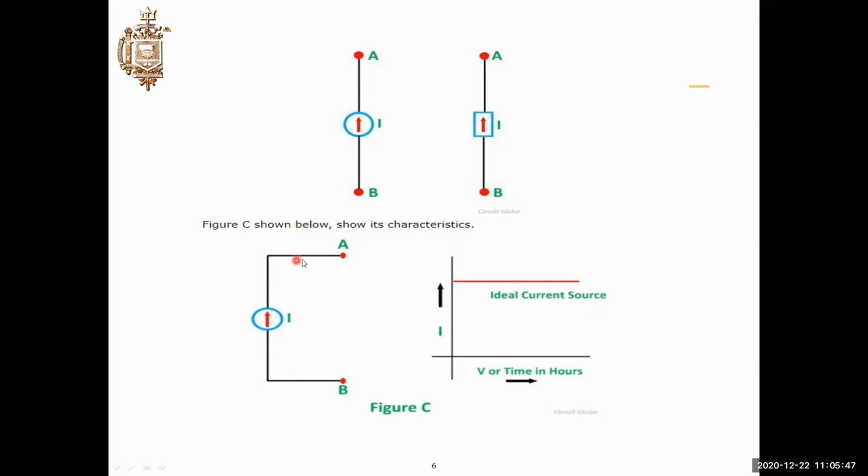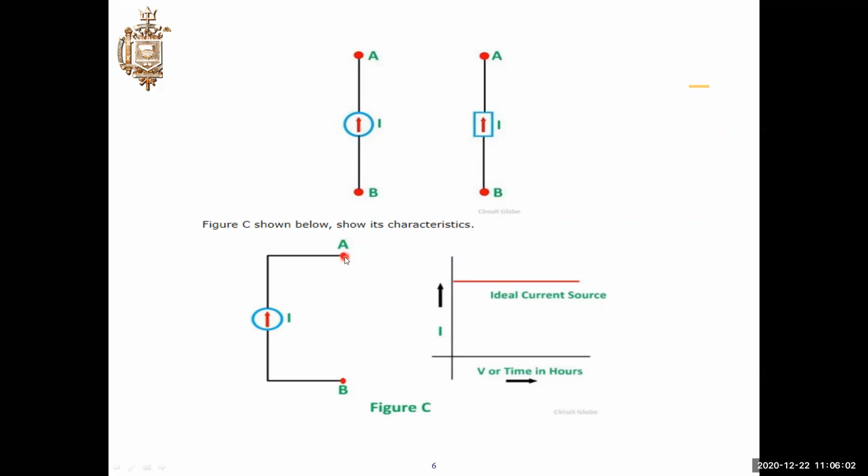That current is completely passing through the circuit like this. So what is the current across the A and B terminal? If you are connecting one load here, the current passing through the load is equal to the current supplied by the source. It's clear. Current passing through the load.